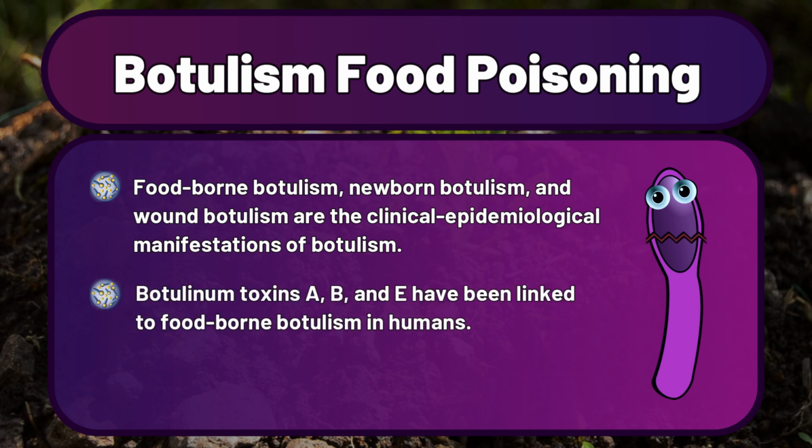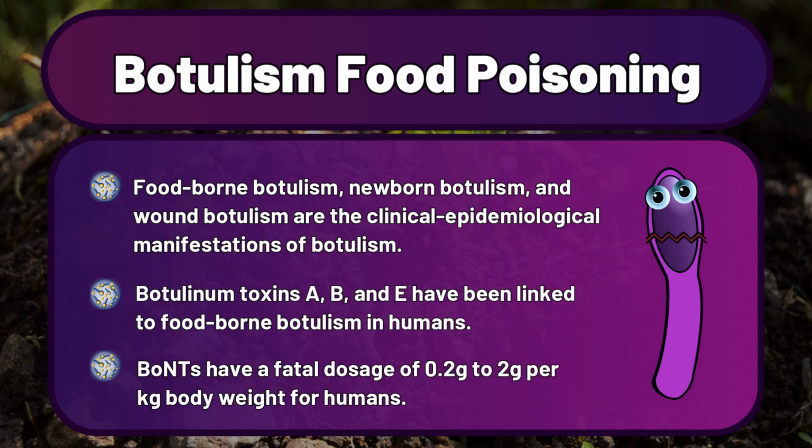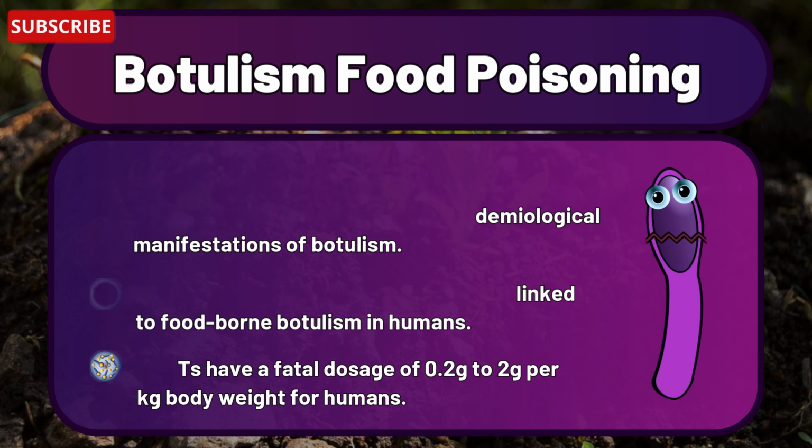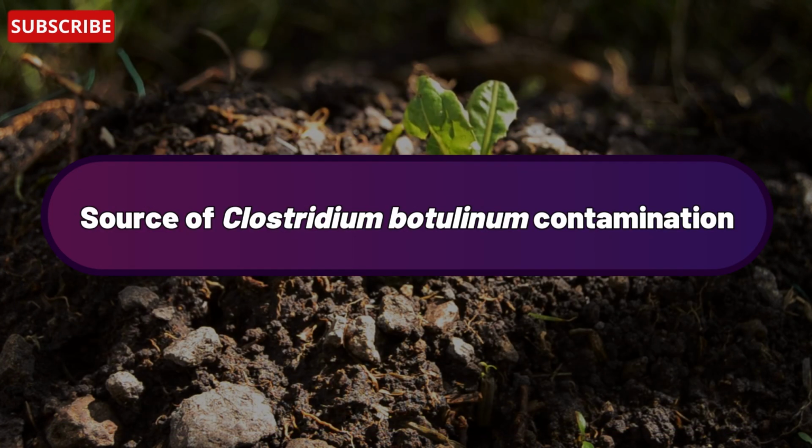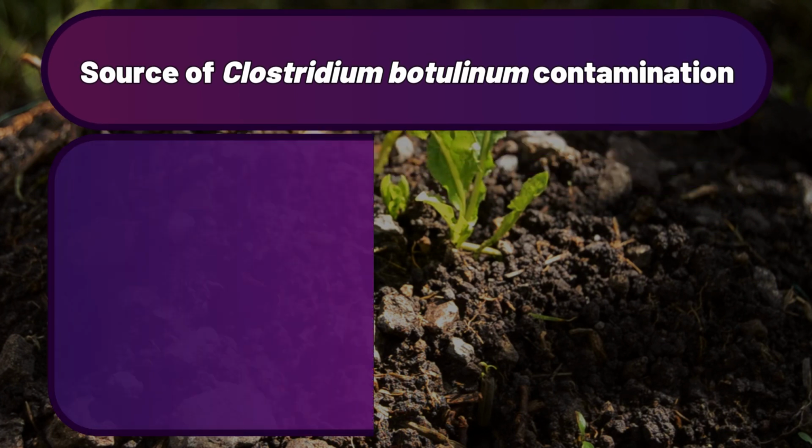Botulinum toxins A, B, and E have been linked to foodborne botulism in humans. Botulinum neurotoxins have a fatal dosage of 0.2 to 2 micrograms per kg body weight for humans. Botulinum toxin is a potentially harmful biological substance in the environment. So what is the source of Clostridium botulinum contamination?